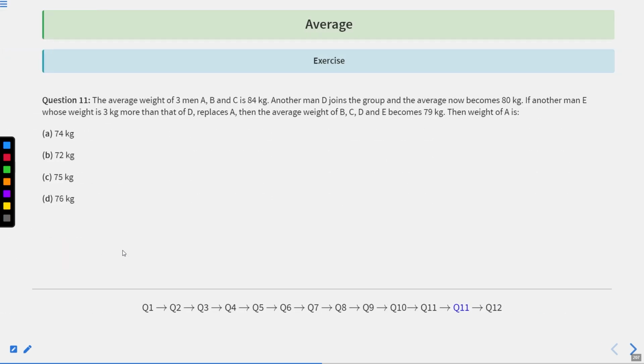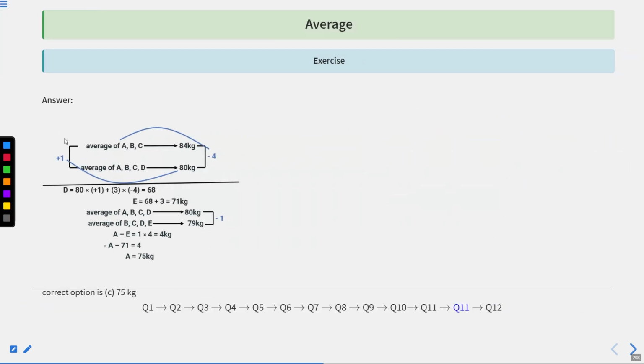So let us move ahead to question number 11. The average weight of 3 men A, B, C is 84 kgs. Another man D joins the group and the average now becomes 80 kgs. If another man E, whose weight is 3 kg more than D, replaces A, then the average weight of BCDE becomes 79 kgs. Then what is the weight of A?